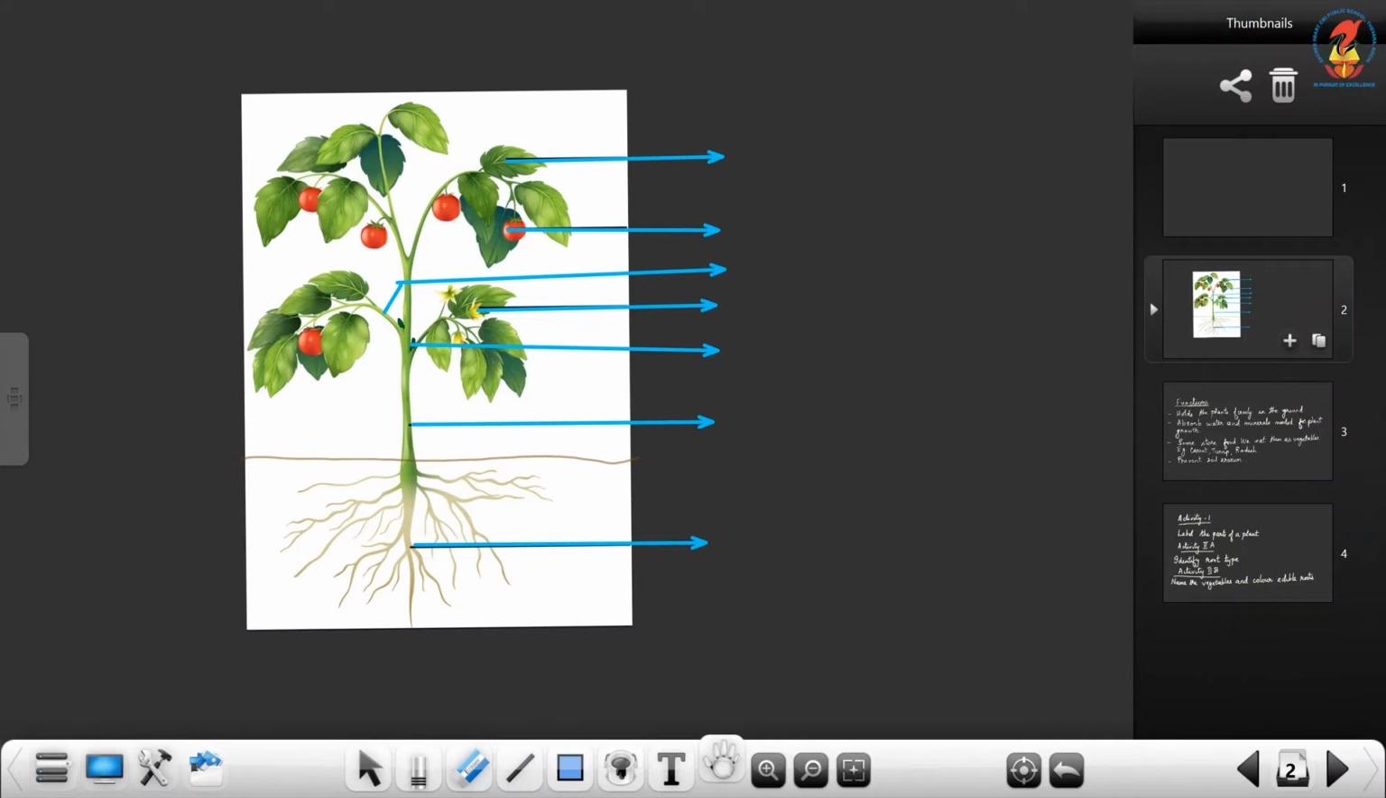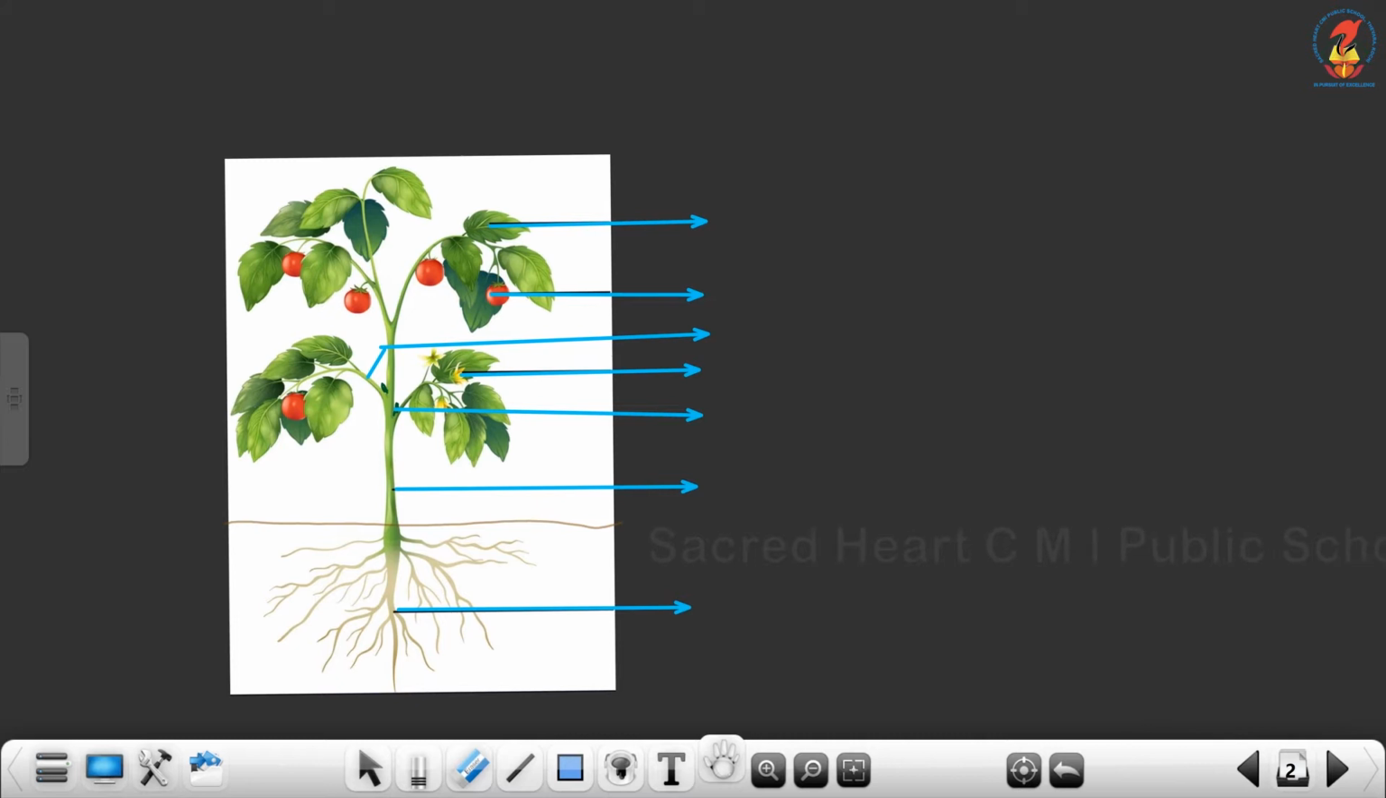So children, just look at this picture. What can you see? It is the picture of a plant, isn't it? It's the picture of a tomato plant. You must have seen tomato plants, isn't it? So this picture shows the picture of a tomato plant. So let us see what are the different parts of this plant.